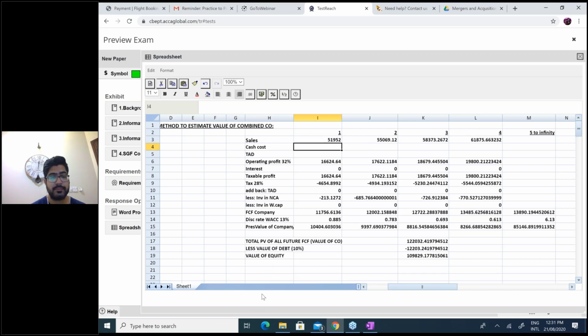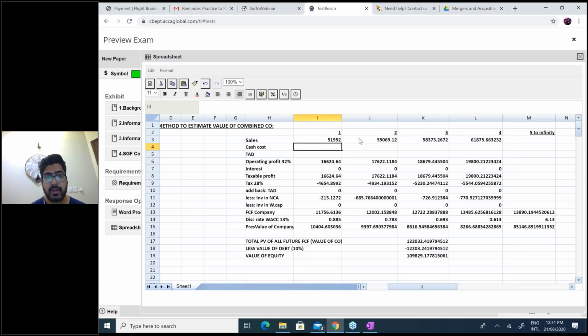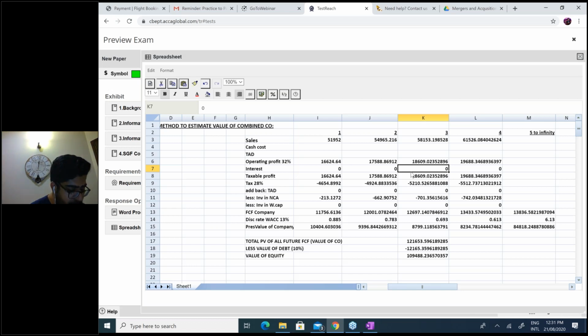Okay, and after the first year, the growth rate in revenue will be 5.8% for the following 3 years. For the next 3 years, it is going to increase by 5.8%. So 1.058 and drag it. So 51952 in the first year and increasing by 5.8% per year: 51952, 54965, 58153, and 61526.